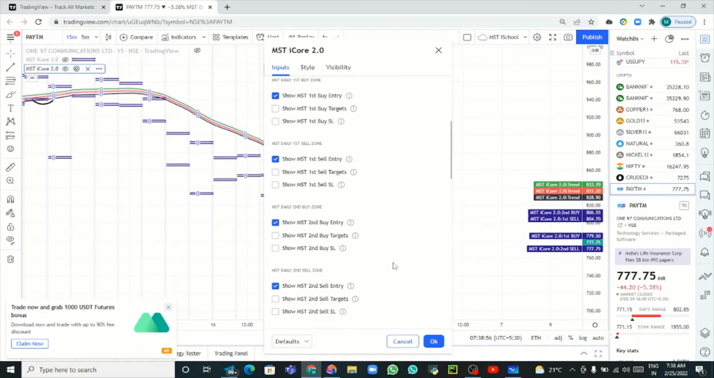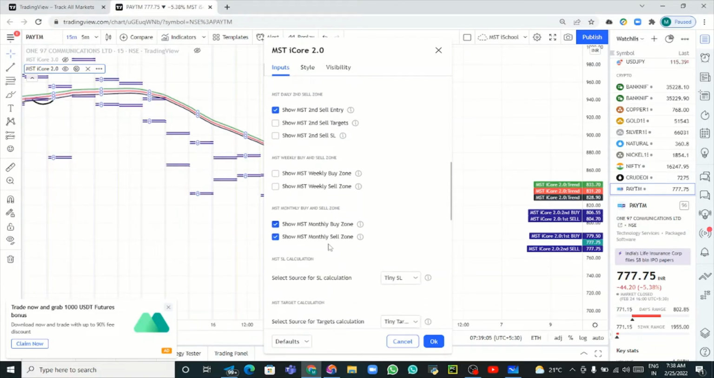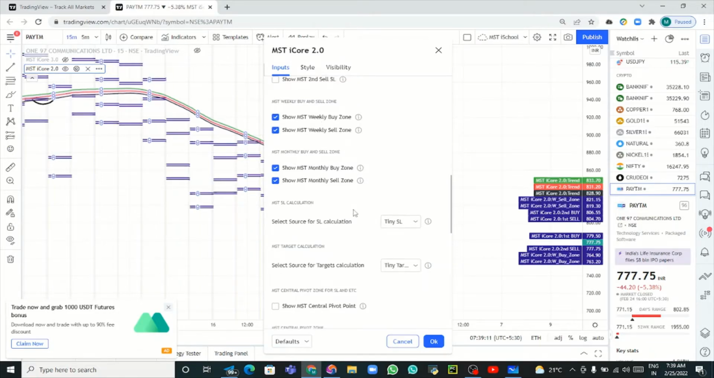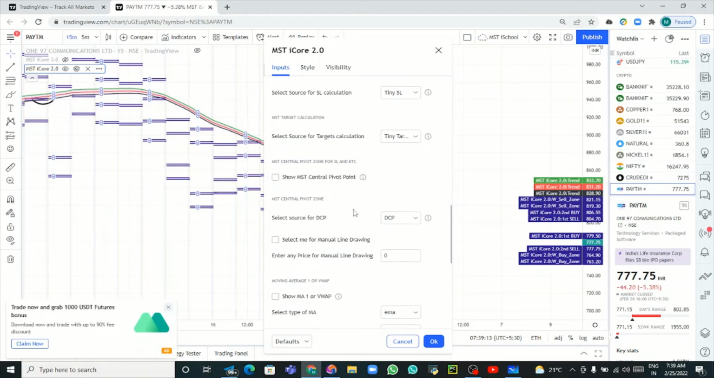And next one we have the entry points. Buy entry, then first buy targets, SL. Similarly for sell entry, SL. Buy entry SL, second sell SL. Then we have the weekly buy zone and the weekly sell zone. And the remaining parts are calculation.